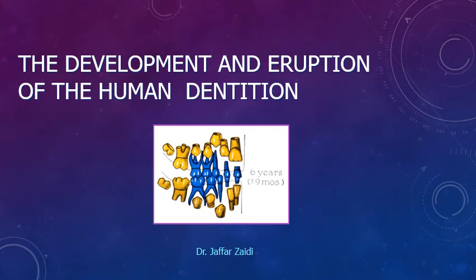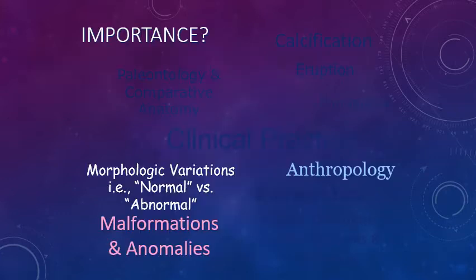Hello everyone. Today we'll be looking at the development and eruption of the human dentition, and specifically the primary or deciduous dentition: how the deciduous dentition actually erupts into place, and what the rationale is behind eruption and calcification of the human dentition. So, what is the importance of learning about the eruption patterns of the primary dentition?